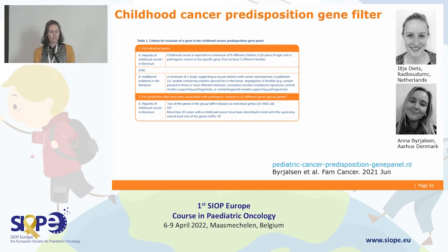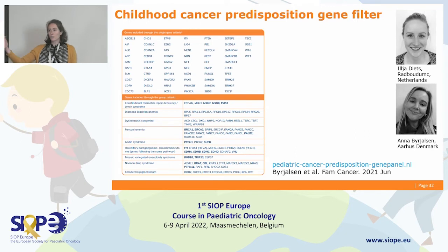So we developed criteria to which the genes should apply. So we said there should be at least 5 children in literature with childhood cancer and a mutation in that gene from at least 2 different families, and there should be extra evidence that there is a real causal relation. And then we checked all the genes according to these criteria and came up with this panel of 140 genes, and that is available on the Princess Máxima Center website. We developed this practical URL. I'm not sure whether it's really practical, but you can also find it on the Princess Máxima website.